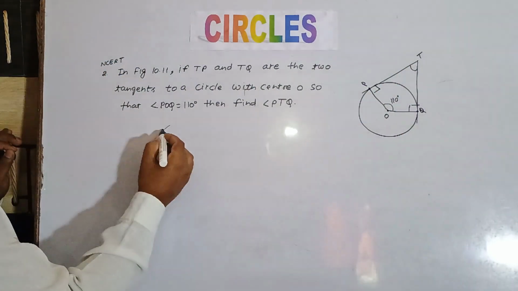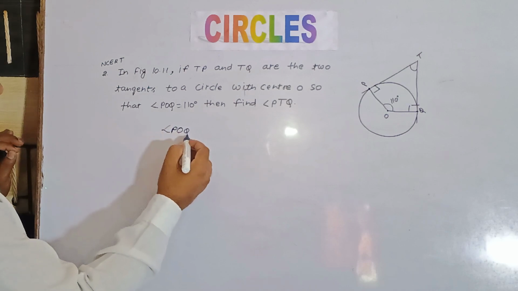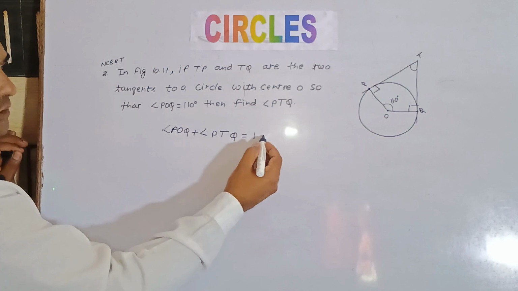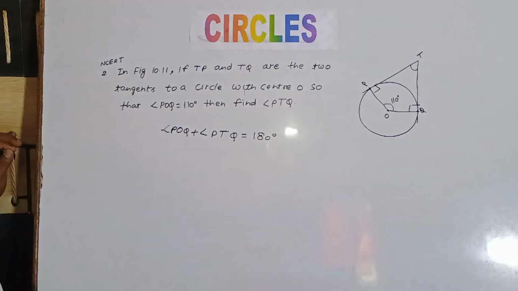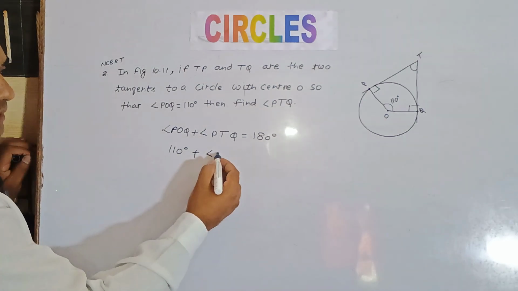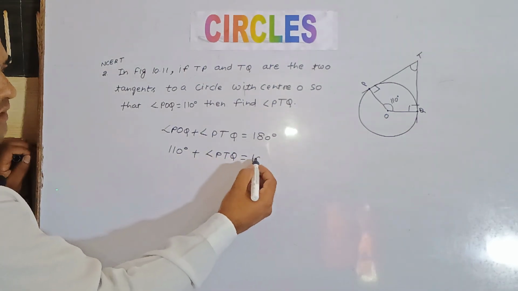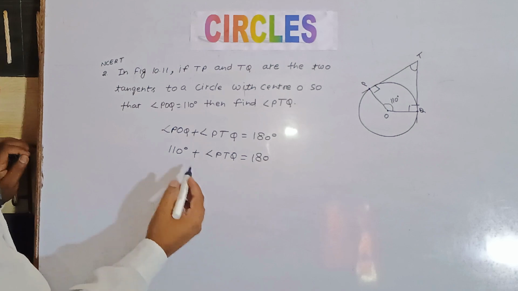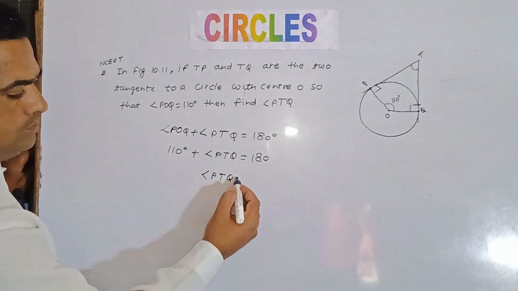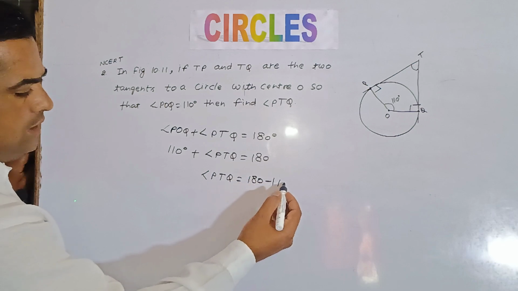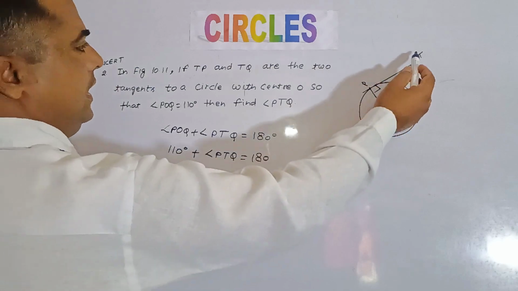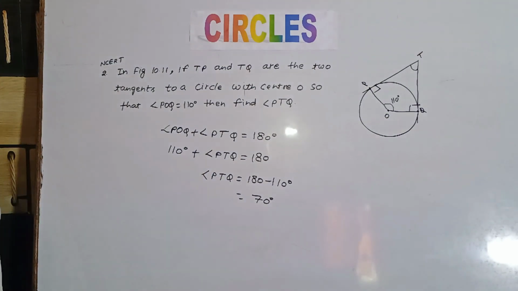And we can apply here angle POQ plus angle PTQ is equal to 180 degrees. The value of POQ, this is 110, plus the angle PTQ we have to find is equal to 180 degrees. Now we are transposing this 110 to the right hand side, so we get angle PTQ is equal to 180 minus 110. So this will be 70 degrees. Means the value of angle PTQ will be 70 degrees.